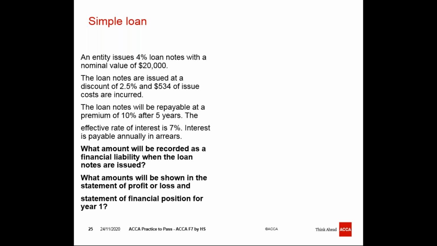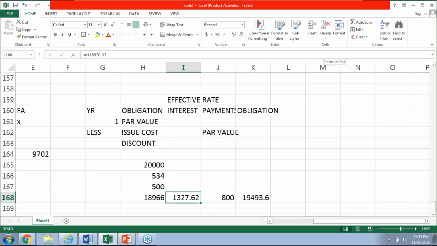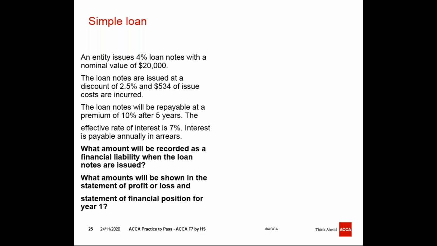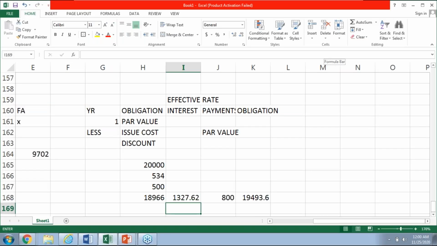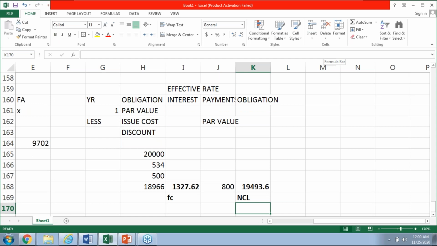So the first requirement is what amount will be recorded as a financial liability when the loan notes are issued. Initially, the financial liability should be recorded at 18,966. The second requirement is what will be shown in the income statement. In the income statement, we will report a finance cost of 1327.62. And in the balance sheet, we have to report this amount as a non-current liability. Do remember this, whenever we are doing financial instruments cases, you do not need to break the liabilities into current and non-current.